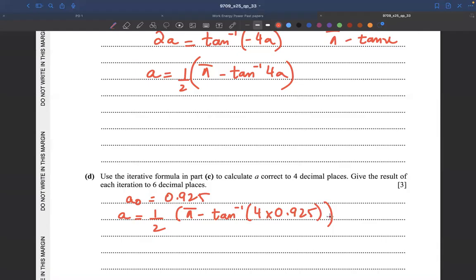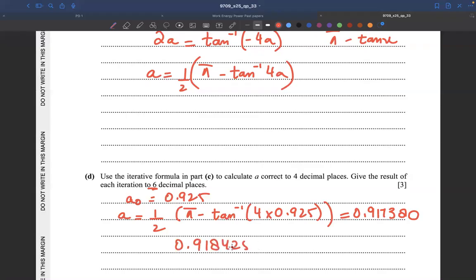Okay, and again, I forgot to do one very important thing, that was to make sure the calculator is in radian mode. So we'll write it again: 1 upon 2 bracket pi minus tan inverse of 4 into 0.925, and we are getting 0.917438, and we have to write all of these to 6 decimal places.